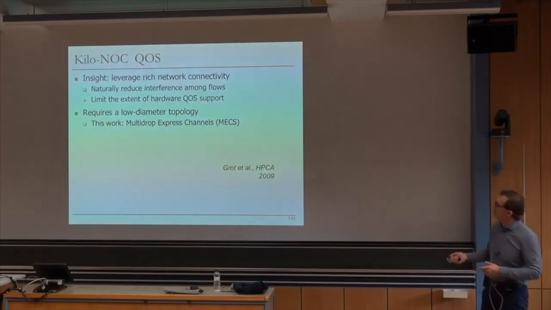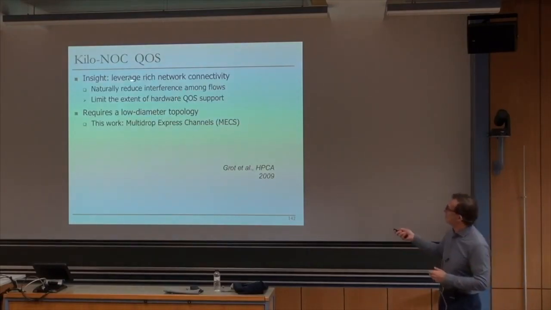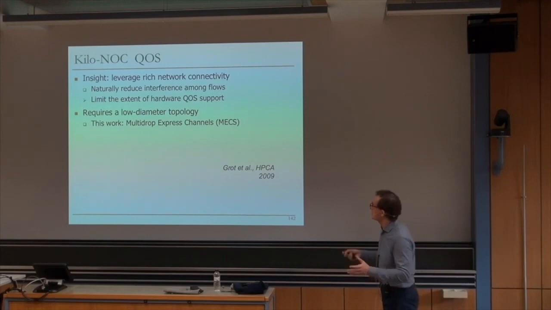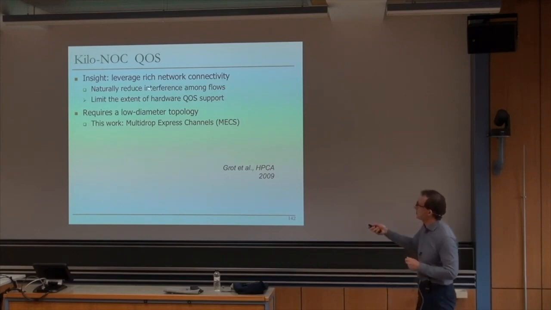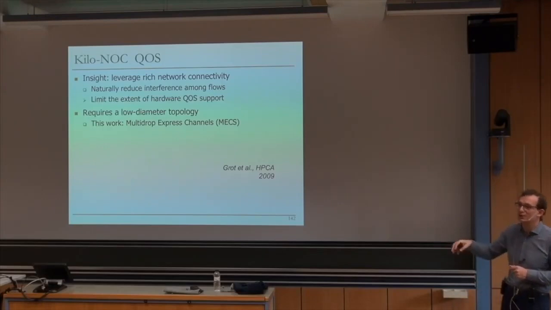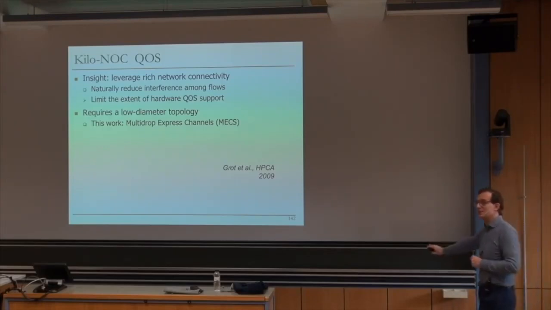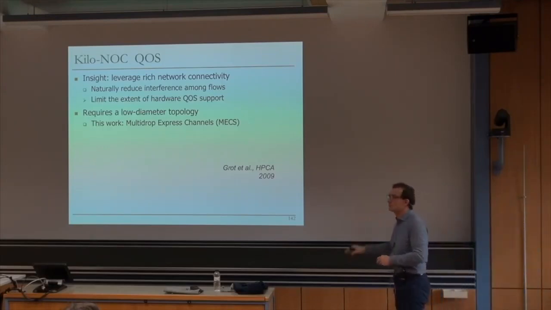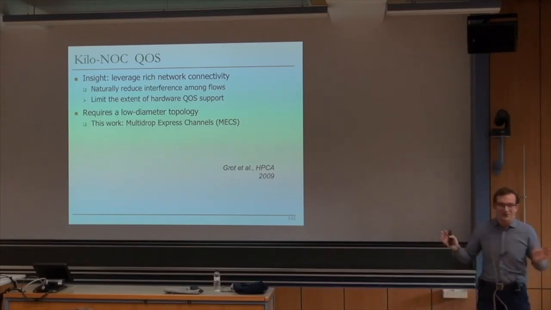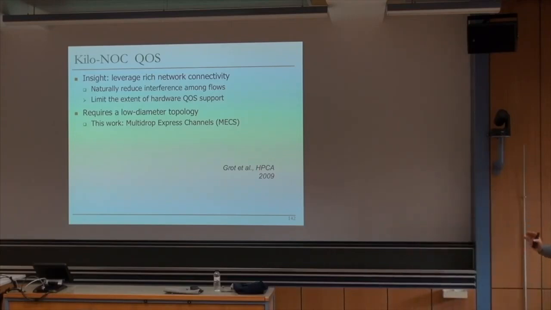So the idea with Kilo and Oka is this. We have a lot of network connectivity on chip, and we can use that naturally to reduce interference among flows. And by doing that, we will limit the extent of hardware quality of service support in the routers. Basically, we're going to use a topology as an enabler for reducing the quality of service support, as a result improving the efficiency. So this requires a low diameter topology. That's why low diameter is good actually in general.